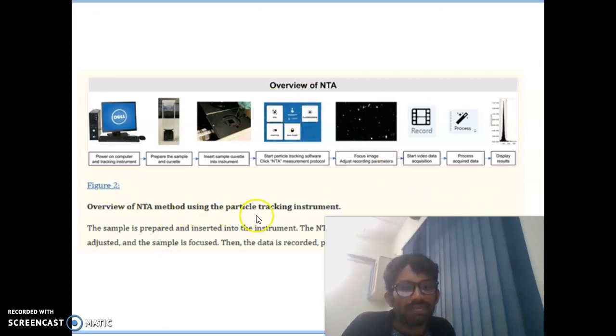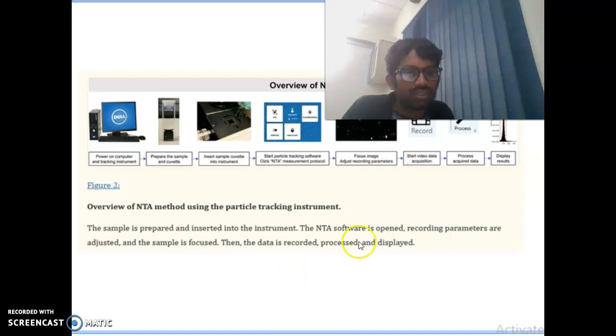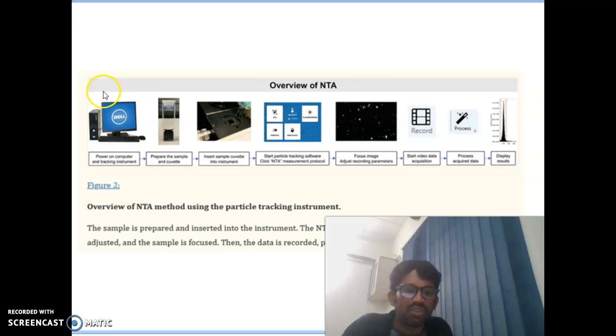Overview of the NTA method using the nanoparticle tracking analysis instrument. The sample is prepared and inserted into the instrument. The NTA software is opened, recording the parameters and adjusting the sample focusing. Then the data is recorded, processed and displayed. You can see that the sequence of this is the instrumental setup.